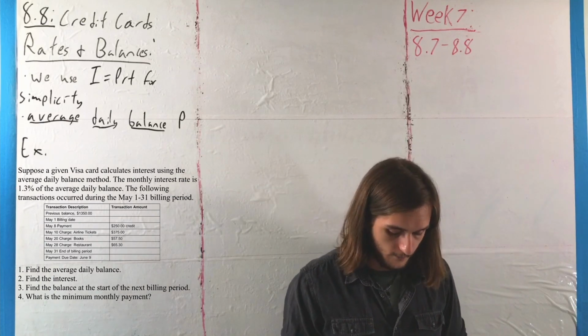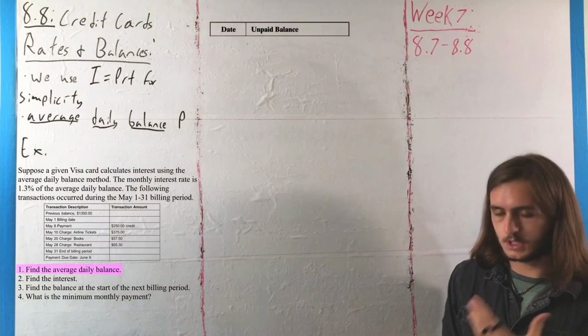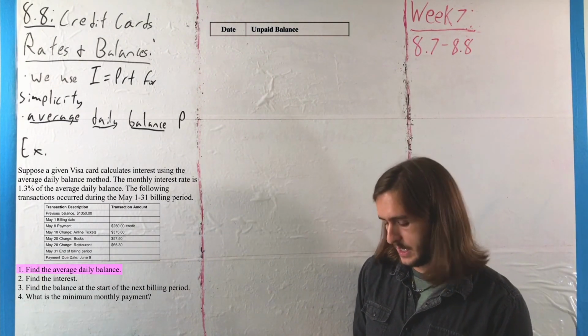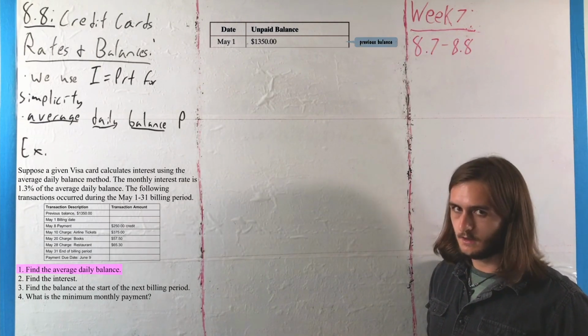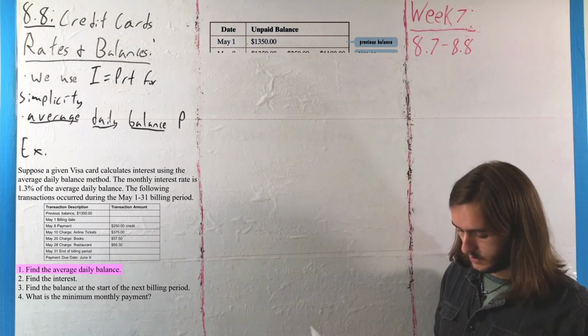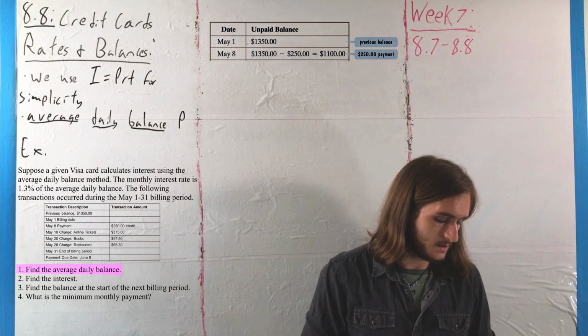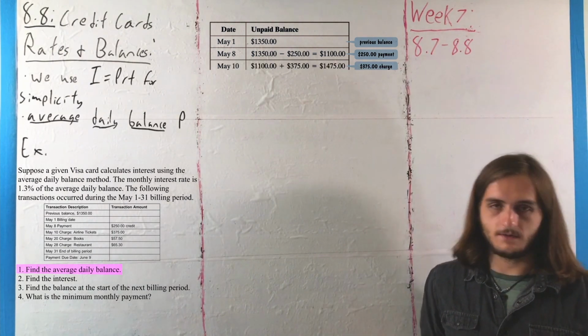So we'll start out first by setting up a table to track the unpaid balance, where we're going to start at the beginning and go until our last transaction. So we're going to start with the unpaid balance there of $13.50 on May 1st. Then at May 8th, we're going to look at that $250 payment towards the balance on the account. Then at May 10th, we have a $375 charge.